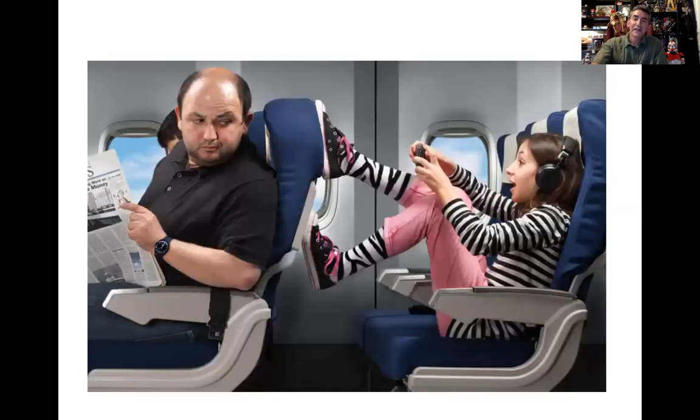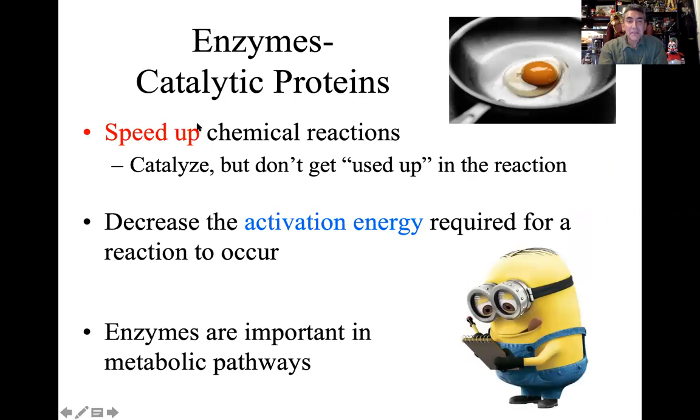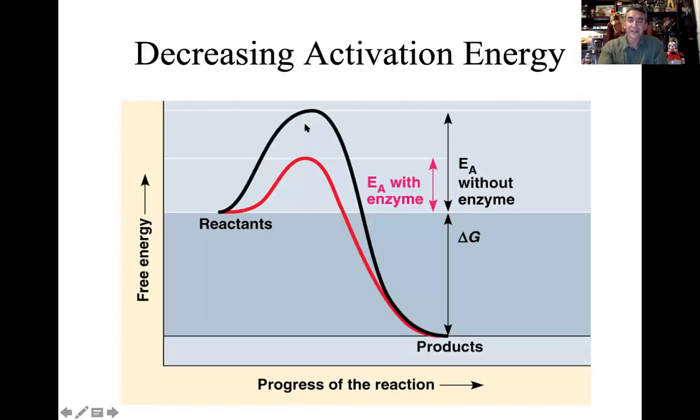Let me back up. Enzymes speed up reactions. That's what they do. How do they do it? They decrease the amount of activation energy. So again, a little bit of stuff to learn, but I don't think it's super complicated. So spend some time with this, process it, make sense of it, and then move on to the next slides here.